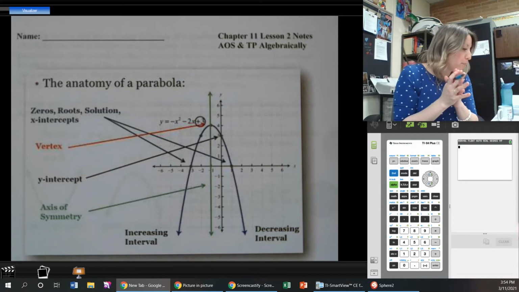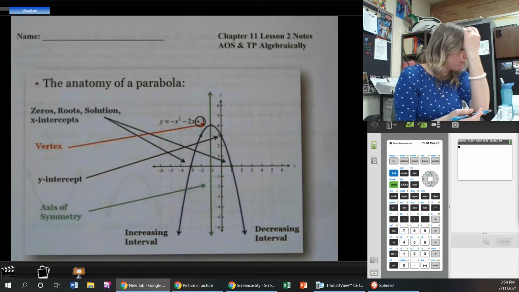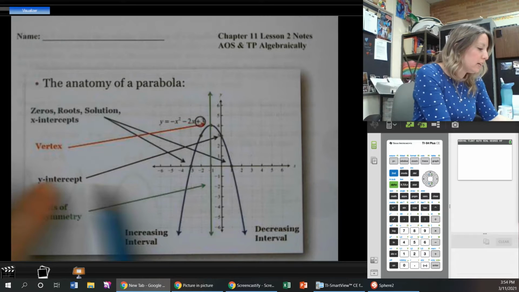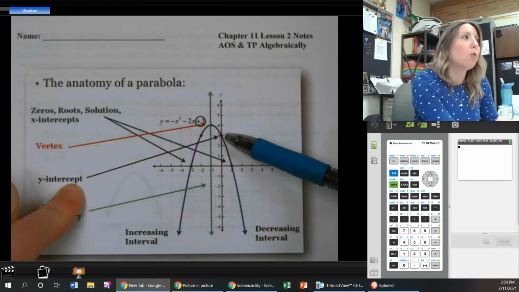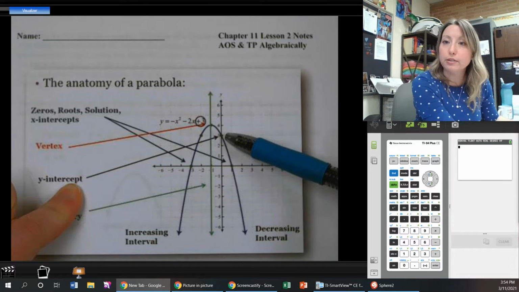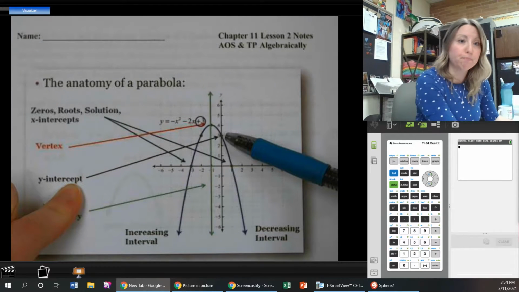and be matched up. That's why we call it symmetry. The y-intercept is the point where the parabola touches the y-axis. It is a point, and it's where your x value is 0, okay?